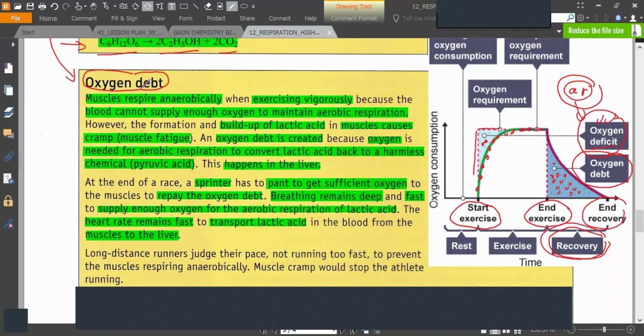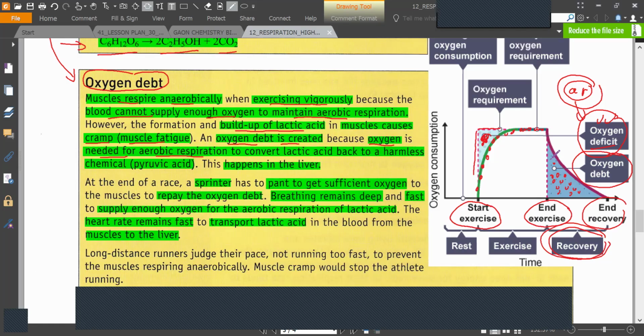So muscles respire anaerobically when we are exercising vigorously. With vigorous exercise, we have anaerobic respiration to make up the energy that we need. Because the blood cannot supply enough oxygen to maintain aerobic respiration, we build up lactic acid that causes muscle cramp or muscle fatigue. So oxygen debt is created, because oxygen is needed for aerobic respiration.